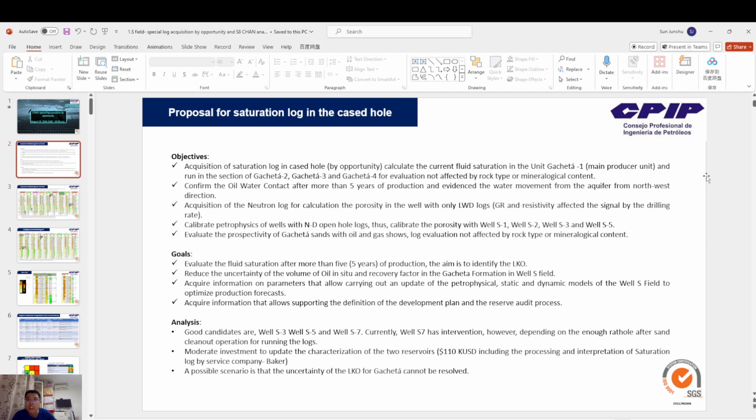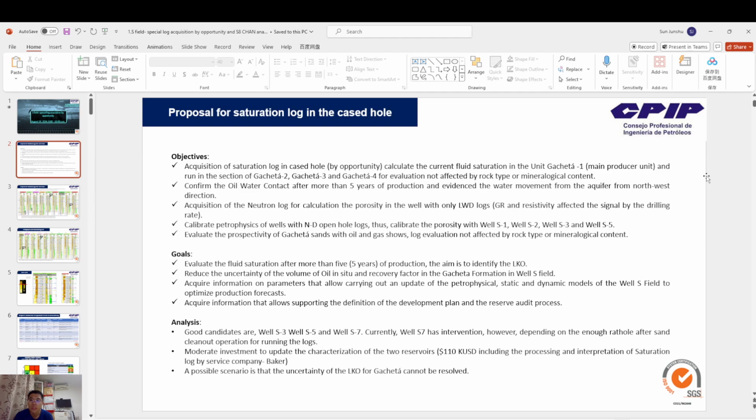Evaluate the prospectivity of Gajita sands with oil and gas shows. Log evaluation not affected by rock type or mineralogical content. Goals: evaluate the fluid saturation after more than 5 years of production. The aim is to identify the lowest known oil.